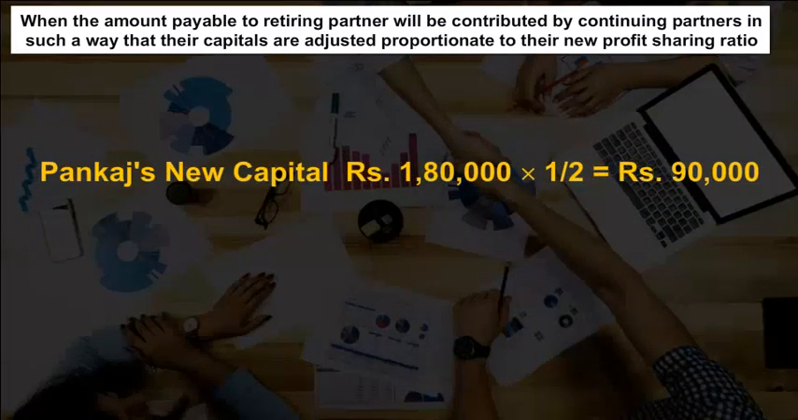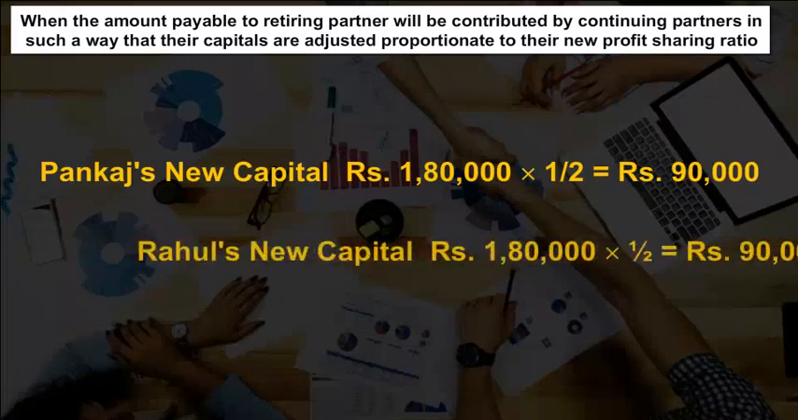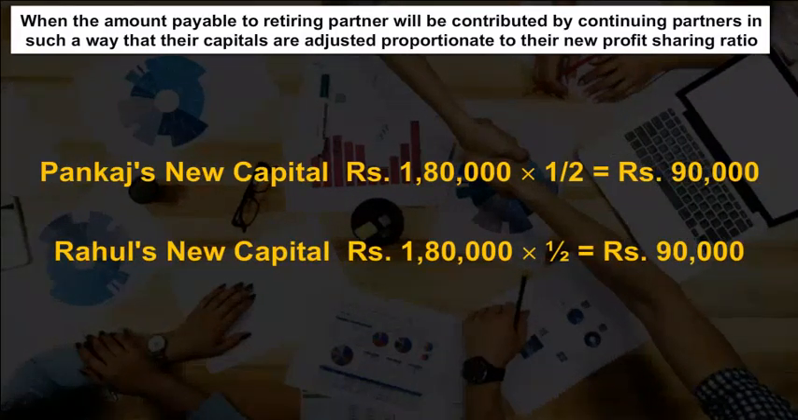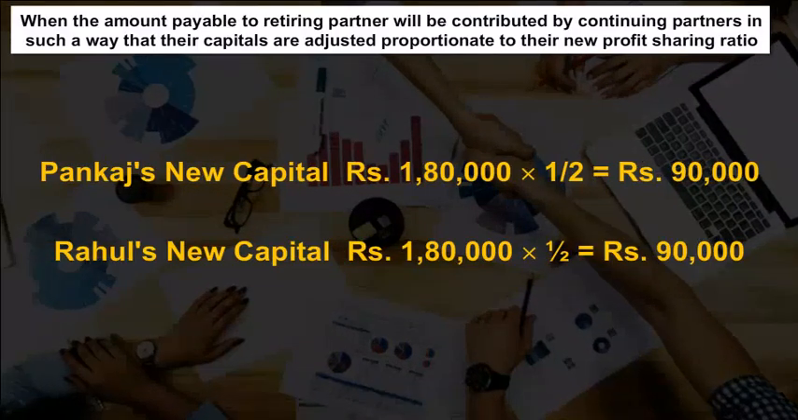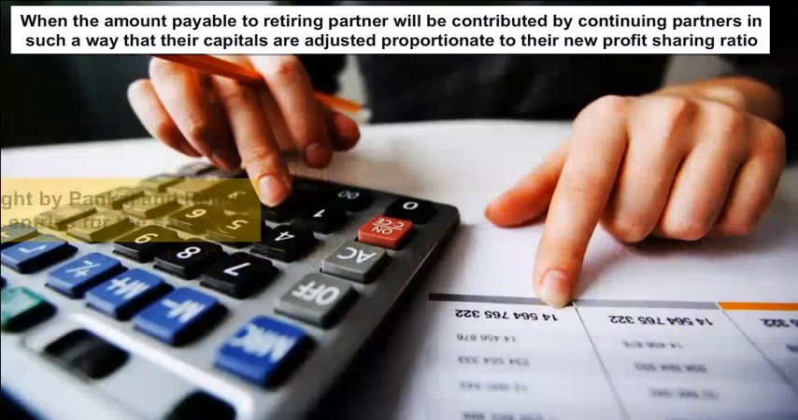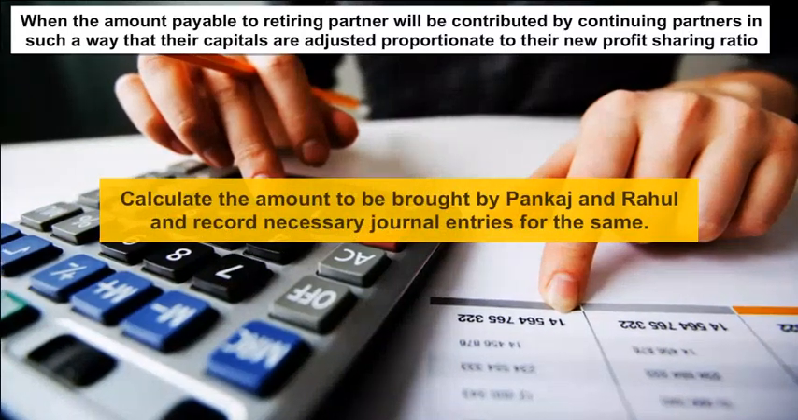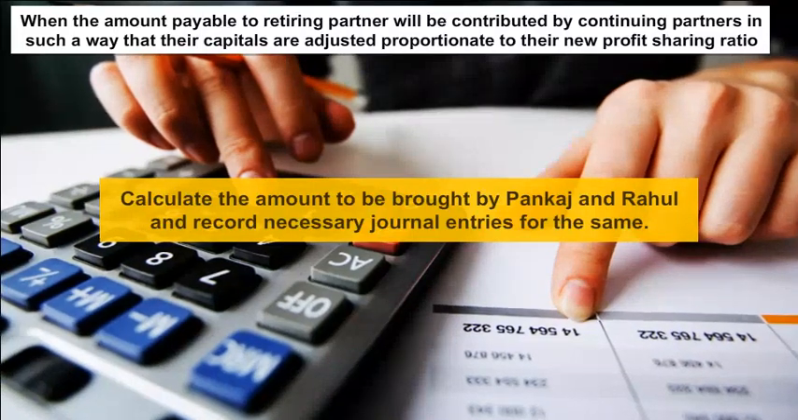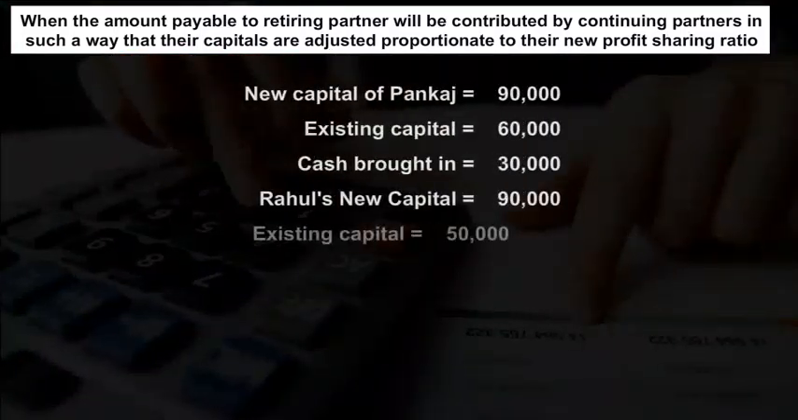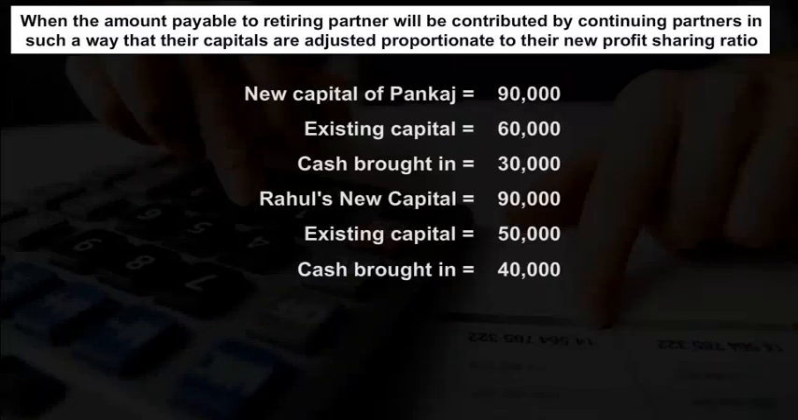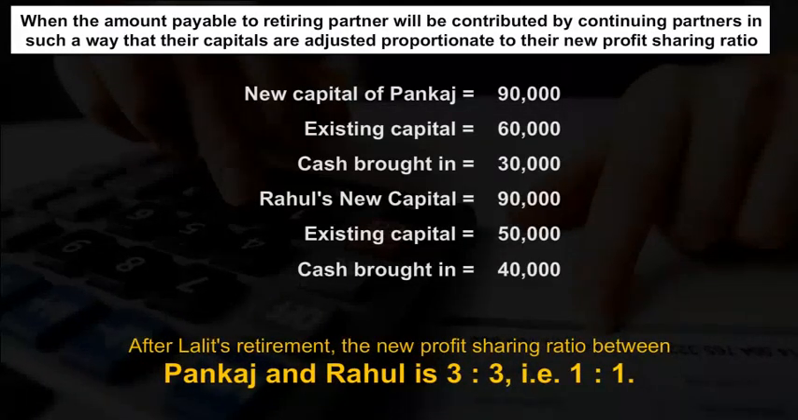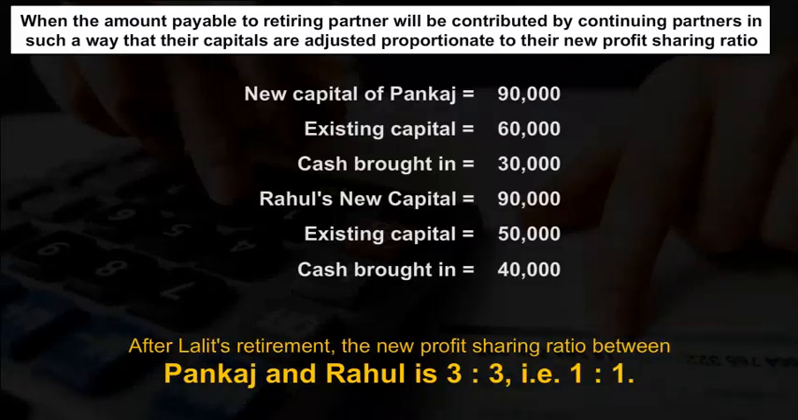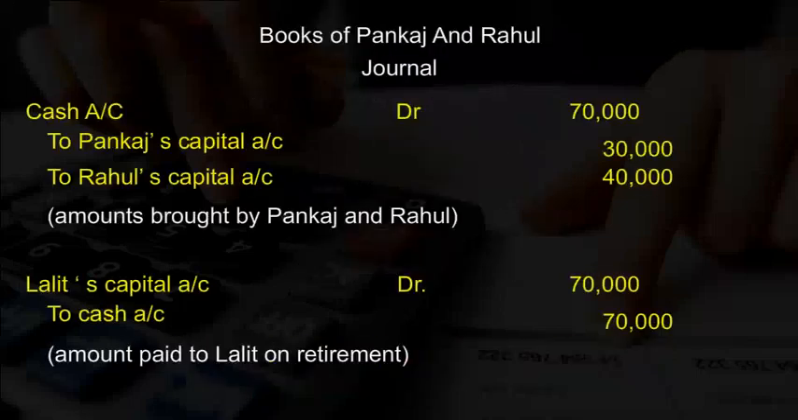It was decided that the amount payable to Lalit will be brought by Pankaj and Rahul in such a way as to make their capitals proportionate to their profit-sharing ratio. Calculate the amount to be brought by Pankaj and Rahul and record necessary journal entries for the same. Also record necessary entry for payment to Lalit. After Lalit's retirement, the new profit-sharing ratio between Pankaj and Rahul is 3:3, that is 1:1.